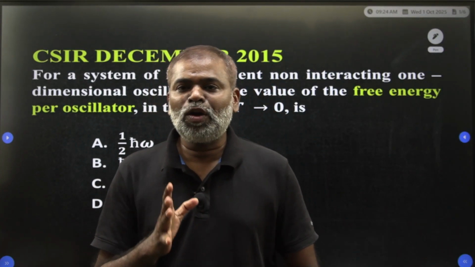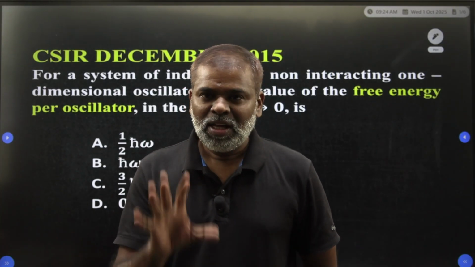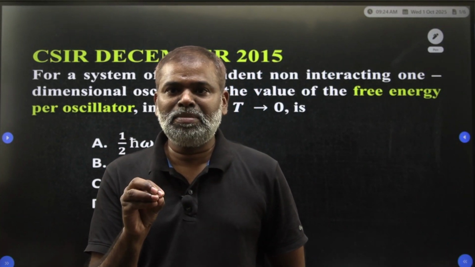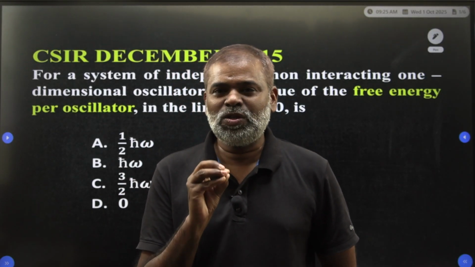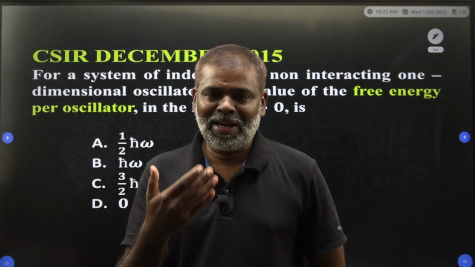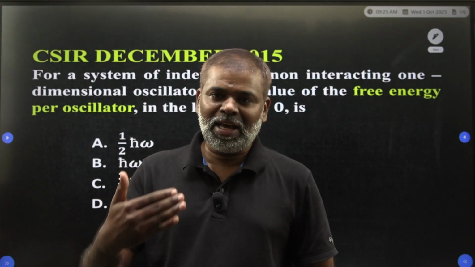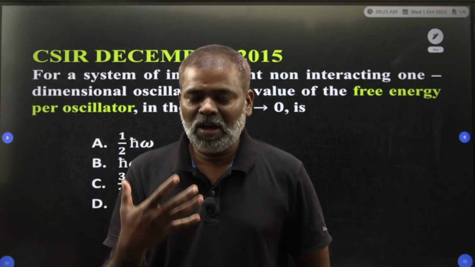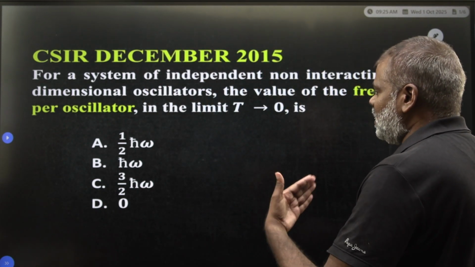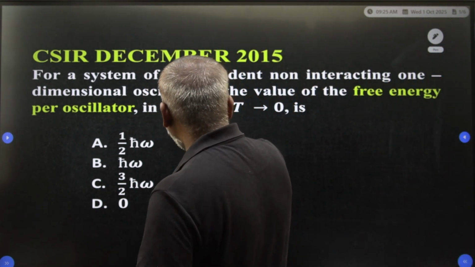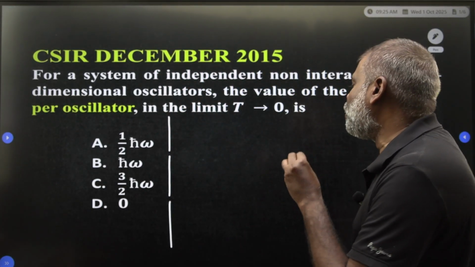In this video, we are going to discuss one more important statistical physics question that was in CSIR December 2015. CSIR people asked this question. This question belongs to the canonical ensemble, but they are asking about the Helmholtz free energy per oscillator. Once we read this question, you come to know what they want to find out exactly.